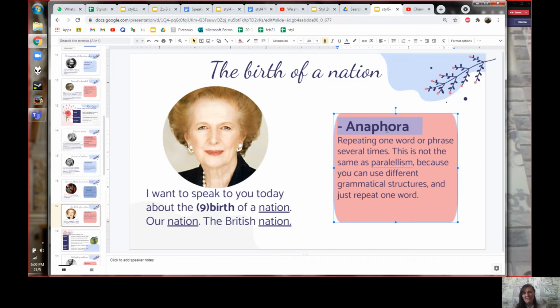So what's the point of anaphora? Well, imagine if she started her speech with, I'm here to talk to you about our British nation. You are going to go to sleep. But I tell you what, she's going to say exactly the same information, but using anaphora, she's going to say a nation, our nation, the British nation. Somehow it makes this list of adjectives really, really strong. And so when you do that, it gets the attention of your audience and they're more likely to listen to you.